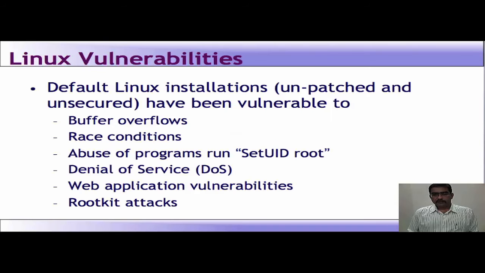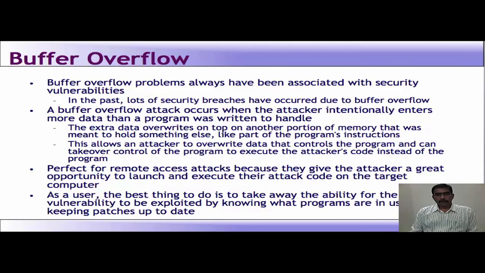Linux vulnerabilities. Default Linux installations, that is unpatched and unsecured systems, have been vulnerable to buffer overflows, race conditions, abuse of programs that run setUID and setGID, denial of service, and web application vulnerabilities. Web application vulnerabilities are included here because most of the big web servers run on some version of Linux. Then rootkit attacks. We'll look into all of those.